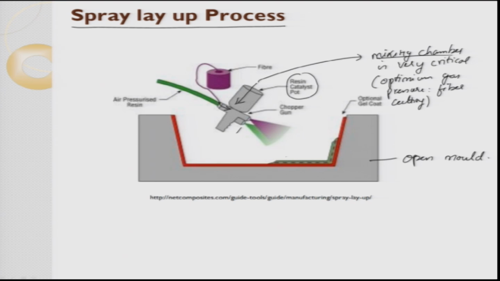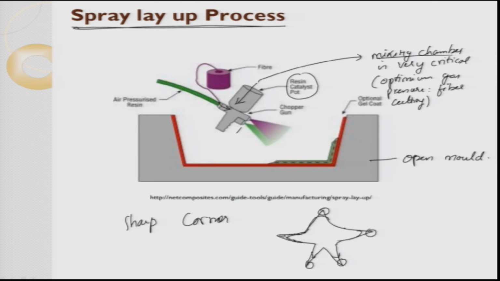What is the advantage here? Wherever you have a sharp corner, for example, a star, these are all sharp corners. In sharp corners, pushing the glass fiber into the extreme edges is very, very difficult. If you use a hand layup process, you will get a radiusing. In order to avoid this radiusing, we use the spray layup process.